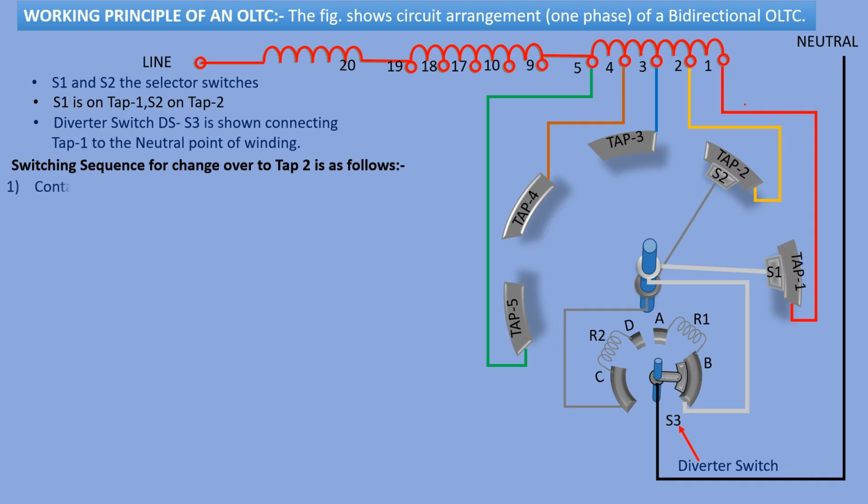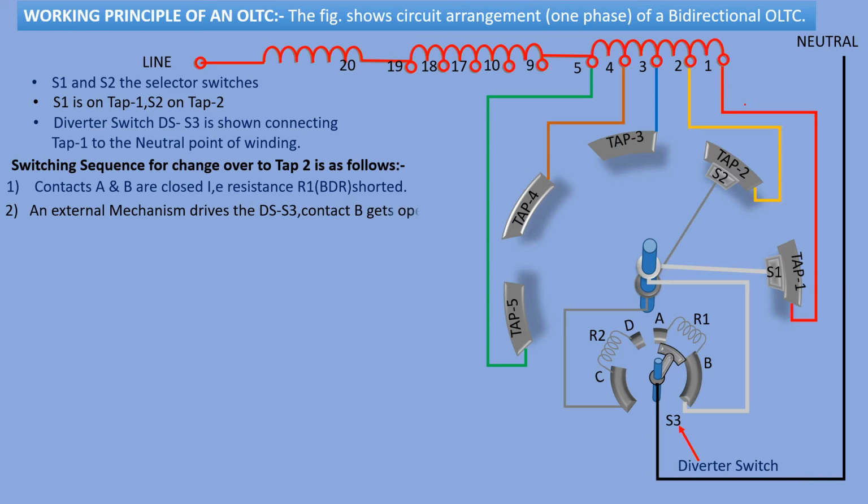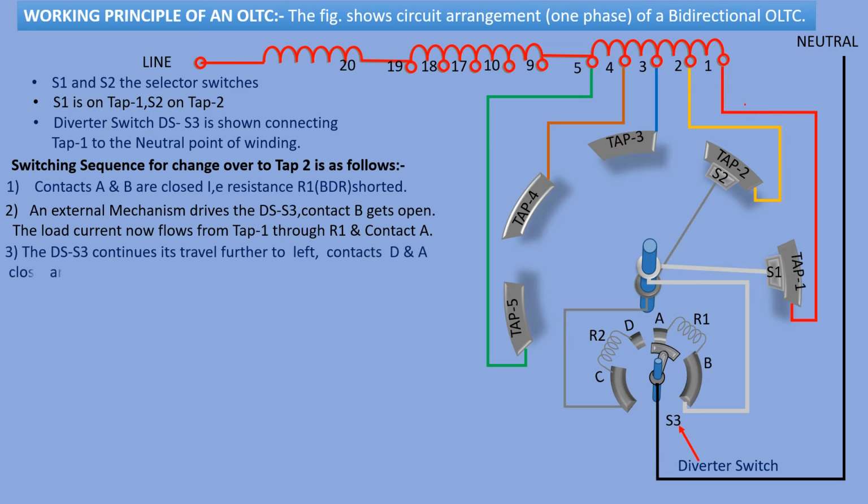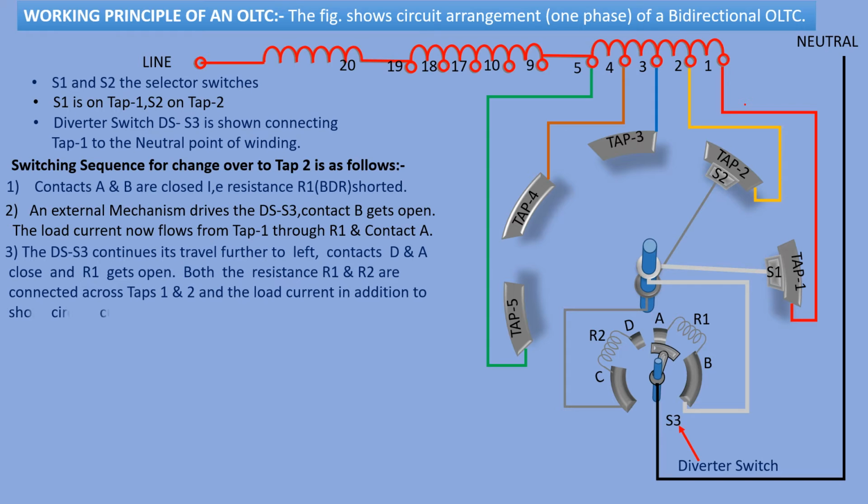1. Contacts A and B are closed, that is, resistance R1 is shorted. 2. An external mechanism drives the DS-S3. Contact B gets open. The load current now flows from tap 1 through R1 and contact A. The DS-S3 continues its travel further to the left. 3. Contacts D and A close and R1 gets open.